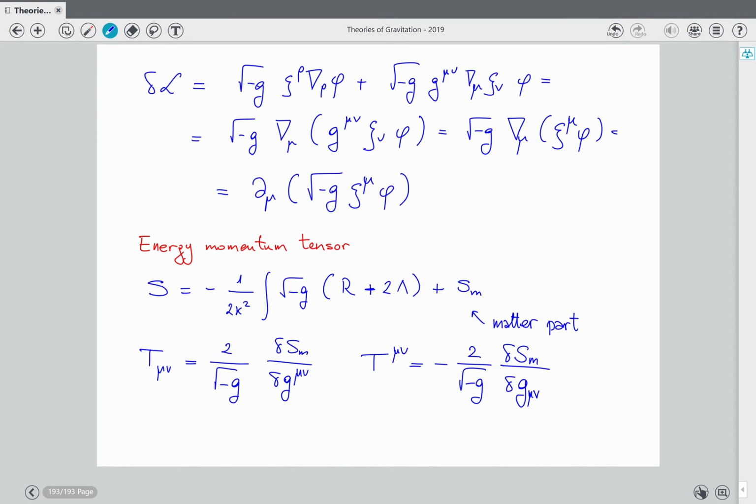We know how to work out the variation, in particular with respect to this, of the non-matter part, the gravity part, because we do not need to touch the Ricci tensor, so we can write that as g mu nu R mu nu, and we do not need to go inside R mu nu. Because that would give the field equations of gamma.